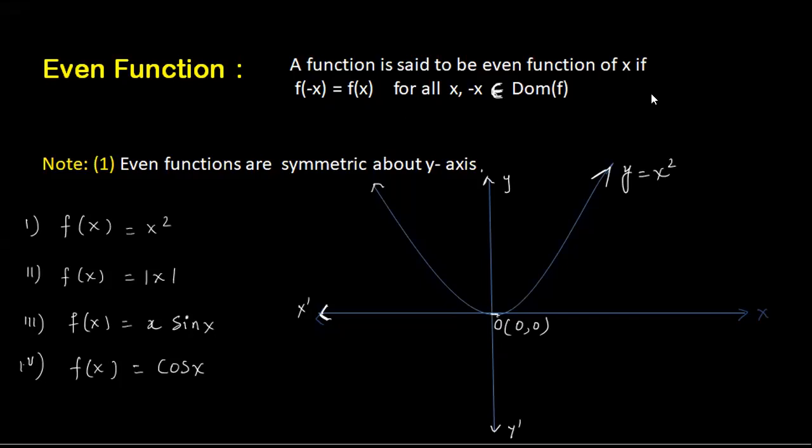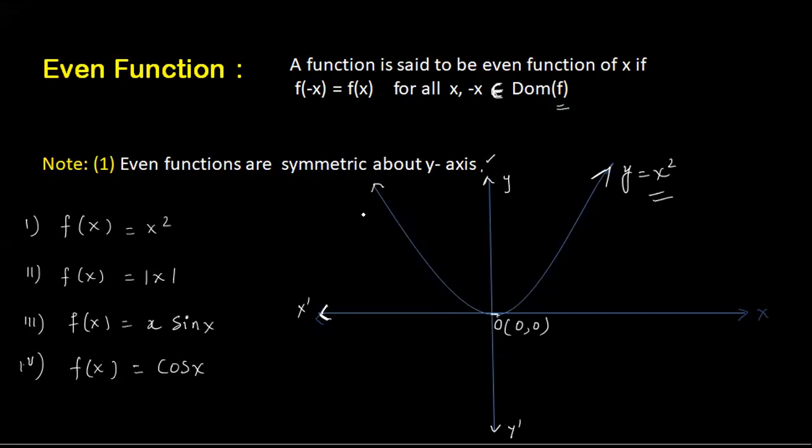Today we are going to learn how to identify odd and even functions. A function is said to be an even function if f of negative x equals f of x for all x, where negative x belongs to the domain of f. Please remember, all even functions are symmetric about the y-axis. Here I have drawn an even function, y equals x square.